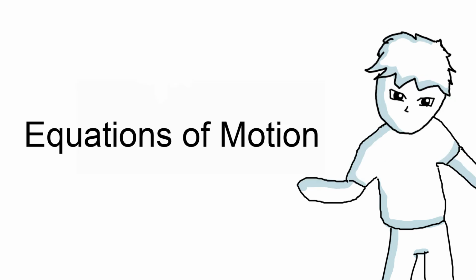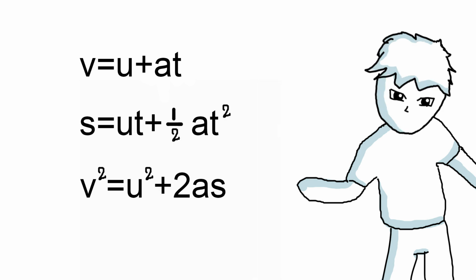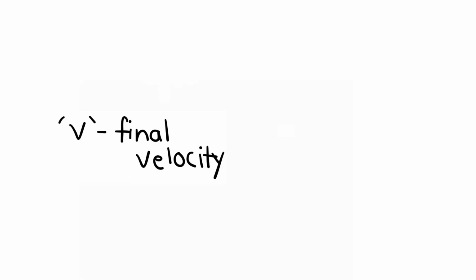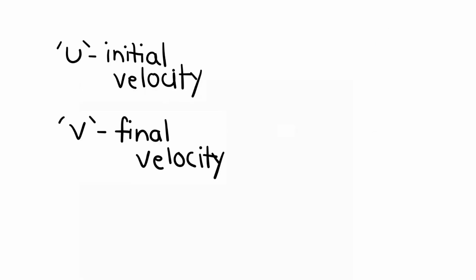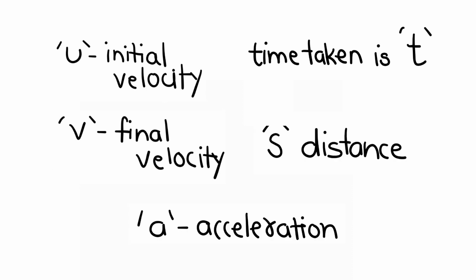Now, the three equations of motion. The first one is v is equal to u plus at. The second one is s is equal to ut plus half at square. And the third one is v square minus u square is equal to 2as. These variables stand for something. The v stands for final velocity, the u stands for initial velocity, the t stands for time, s stands for distance, and the a stands for acceleration.